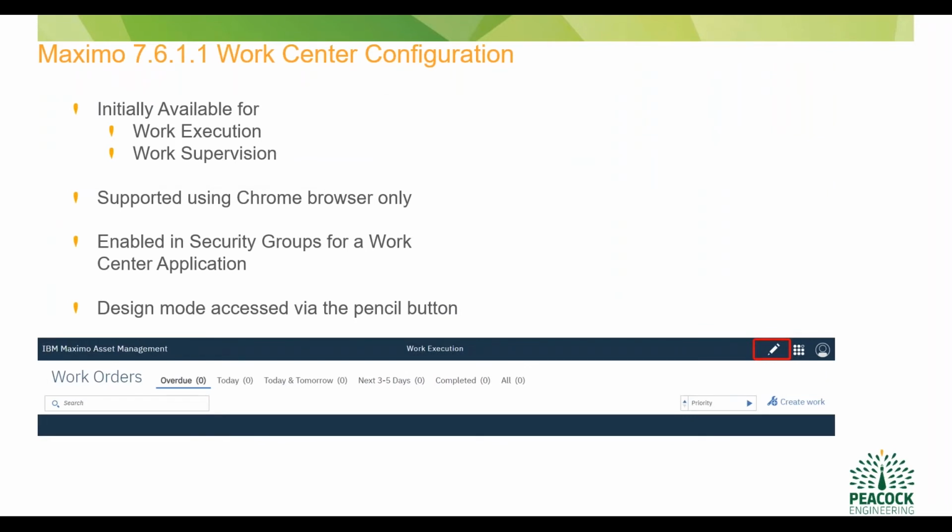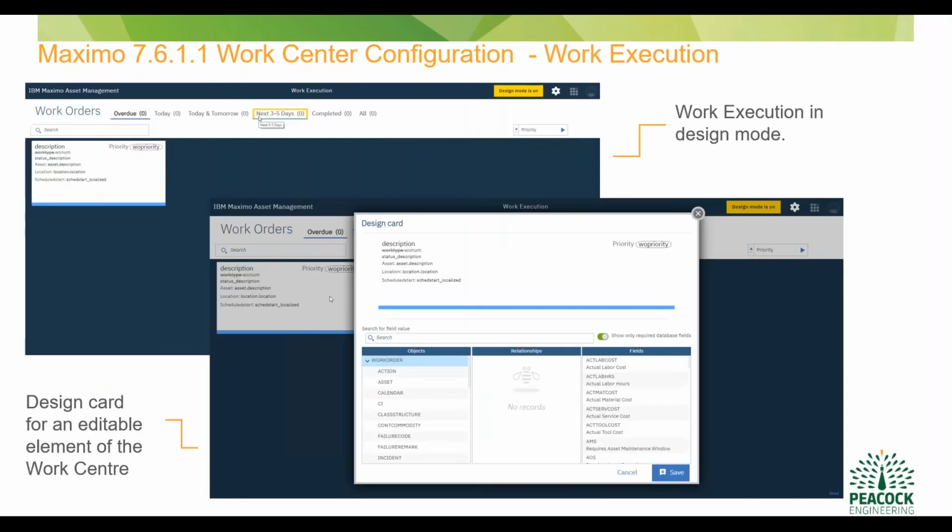The other part of the feature upgrade in 7611 is the ability to configure some of the work centres. Initially, the availability of configuration is for work execution and work supervisor. It's only supported in Chrome at the moment, and to give people access to it, you just use the security groups as you would for any security application. As you can see at the bottom, I've highlighted in red the little pencil sign. If you tap on the pencil sign within the work execution or work supervision work centre, you get a change in view on the work centre, and essentially it looks like this.